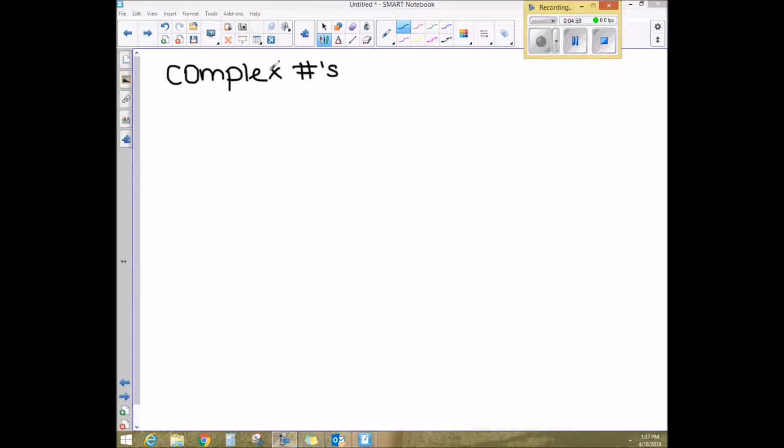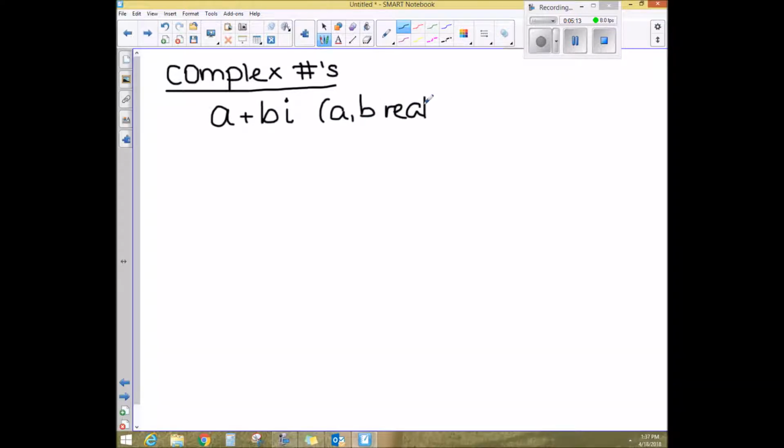Okay. So next we're going to talk about complex numbers. Complex numbers are numbers of the form a plus bi, where a and b are any real number. By any real number, that means they can be positive, negative, fractions or decimals or roots or radicals. Complex numbers can look like things like 3 plus 5i, 4 minus 9i.